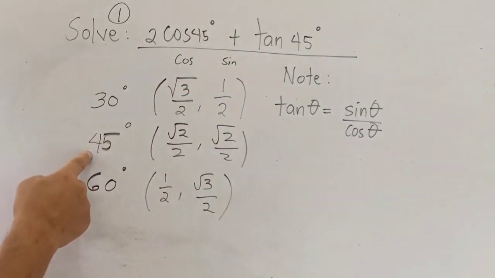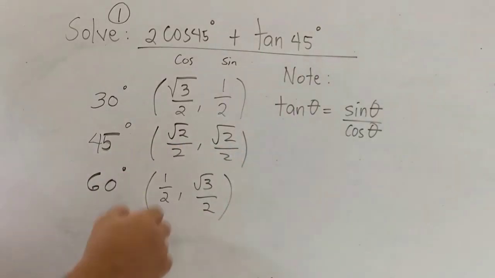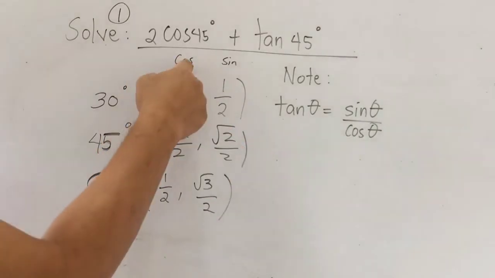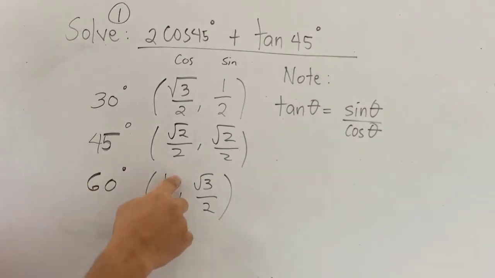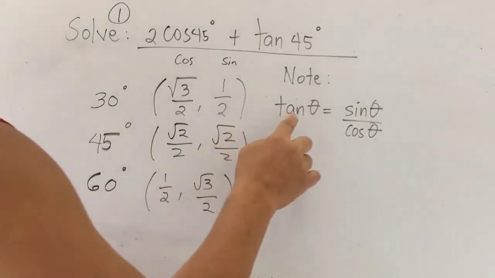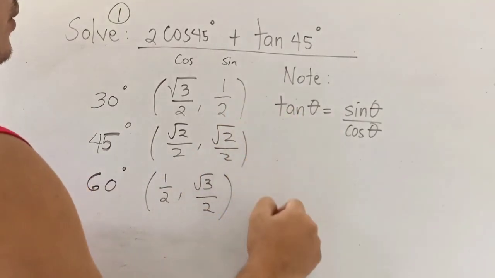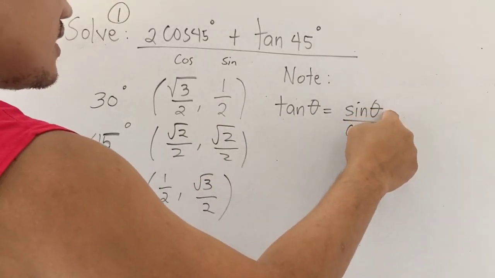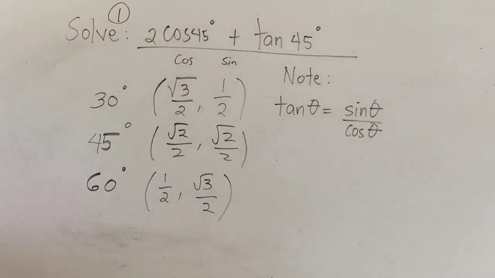Sa ating 45 degrees, square root of 2 over 2 and square root of 2 over 2. Ang value ng cosine ito at ang value ng sine ito. Again, ang cosine first element, sine second element. Sa 60 degrees, 1/2 and square root of 3 over 2. Note, lagi nating tatandaan na kapag kumukuha tayo ng tangent value, laging i-divide natin si sine sa cosine para makakuha tayo ng tangent value.